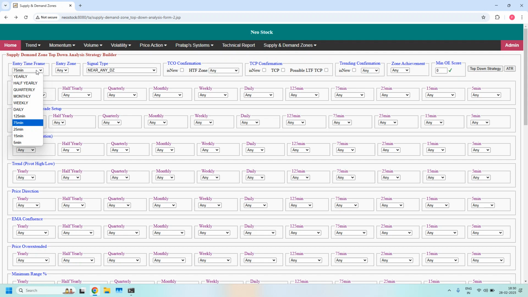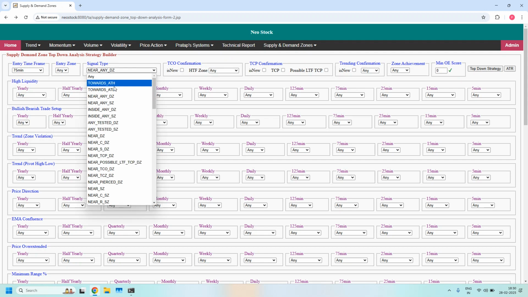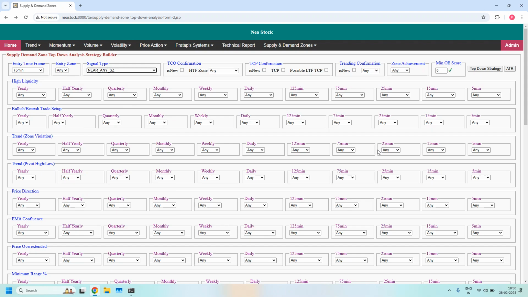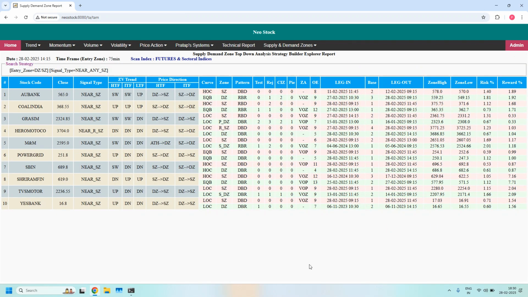Okay, next, for 75 minutes time frame, let us find the stocks near 75 minutes supply zone. We got 10 stocks. Let us identify high liquidity supply zones from this list. Hero Motor is having a 75 minutes high liquidity supply zone. That's it. We have only one 75 minutes high liquidity supply zone from this list. So this is about high liquidity zones we identified from daily and 75 minutes time frame.